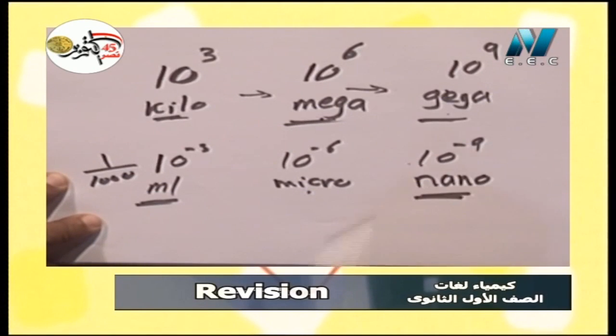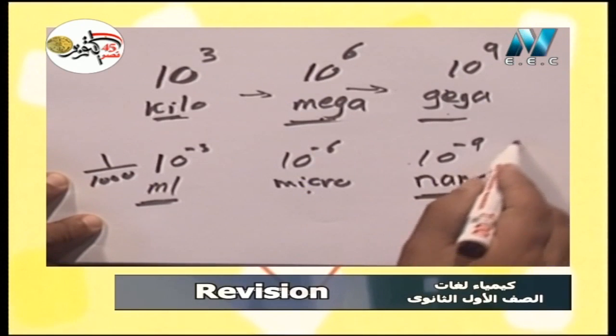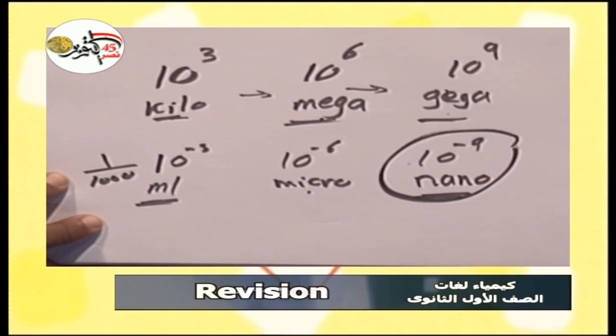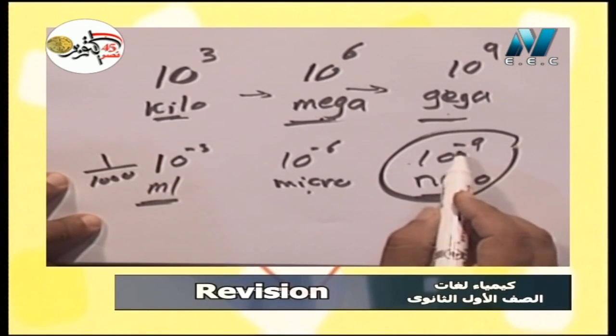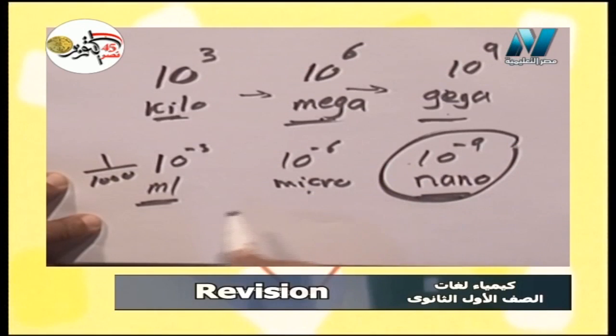Nano means scale, means 10 power negative 9. And this is our subject today. What do we mean by nano? It is a very, very small scale. It comes from the word nanos, and it equals 1 over billion.